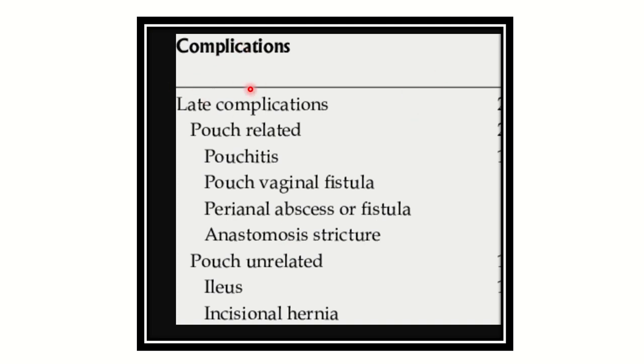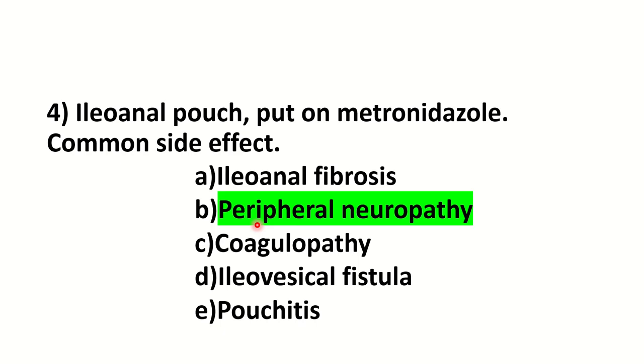Here we can see the complications of the ileoanal pouch operation: pouch-related pouchitis, pouch vaginal fistula, perianal abscess or fistula, anastomosis stricture, and pouch-unrelated ones such as ileus and incisional hernia. So they are complications from the operation, not from metronidazole. So our option is now ready. It is peripheral neuropathy.